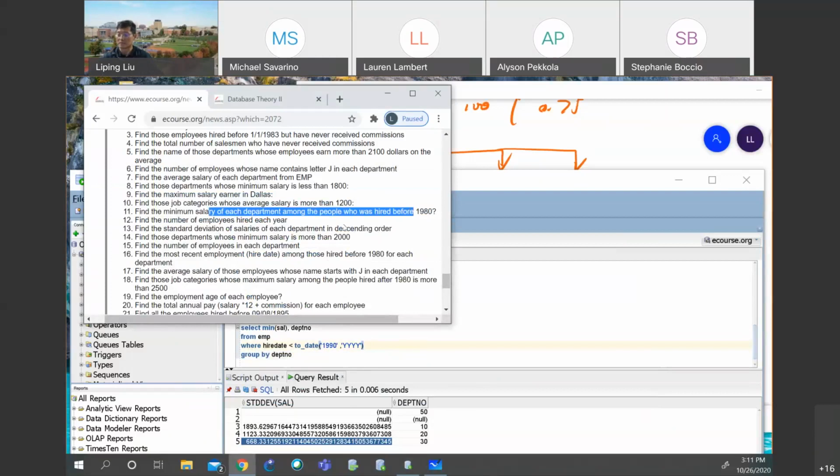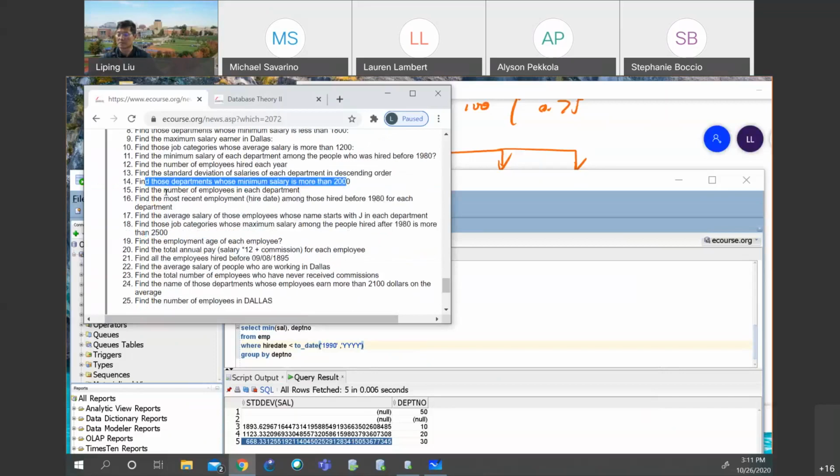Okay, before 1980. Find the number of employees hired this year. I think we did that in class. And then find the standard deviation, we did that. Find the department with minimum salary more than 2,000. I think that should be very similar.